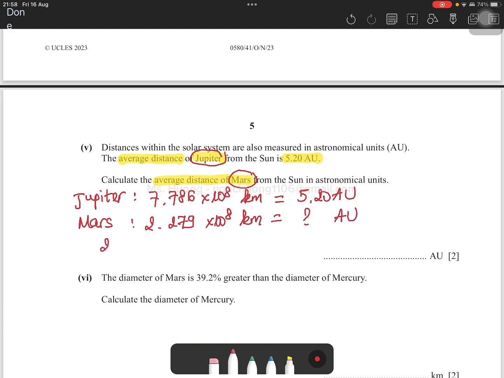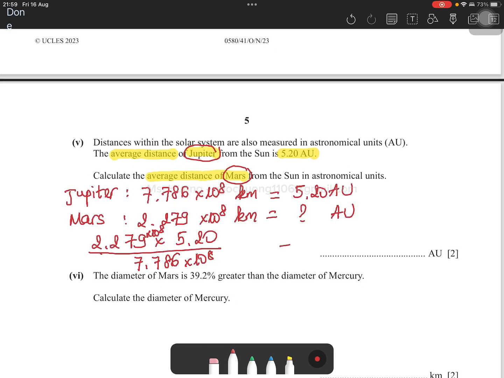To find this, we multiply 2.279 by 5.20. Then we divide this by 7.786 times 10 to the power of 8. This one is also multiplied by 10 to the power of 8. So the answer for this is 1.5052 AU.